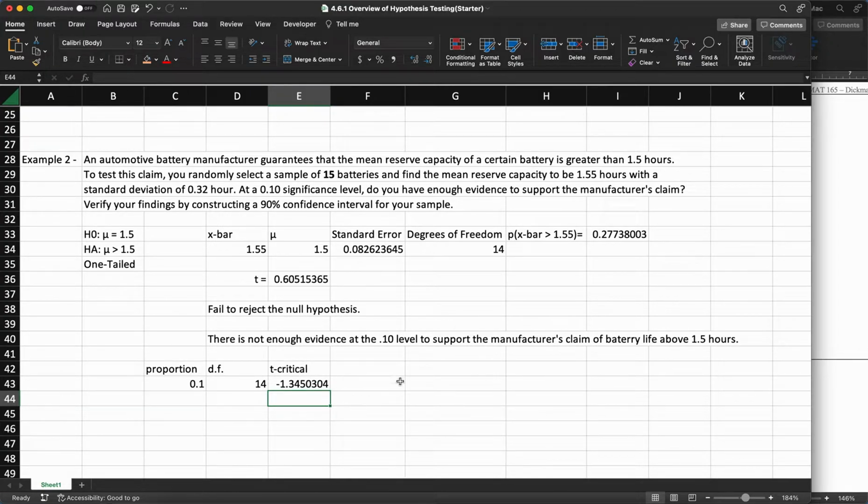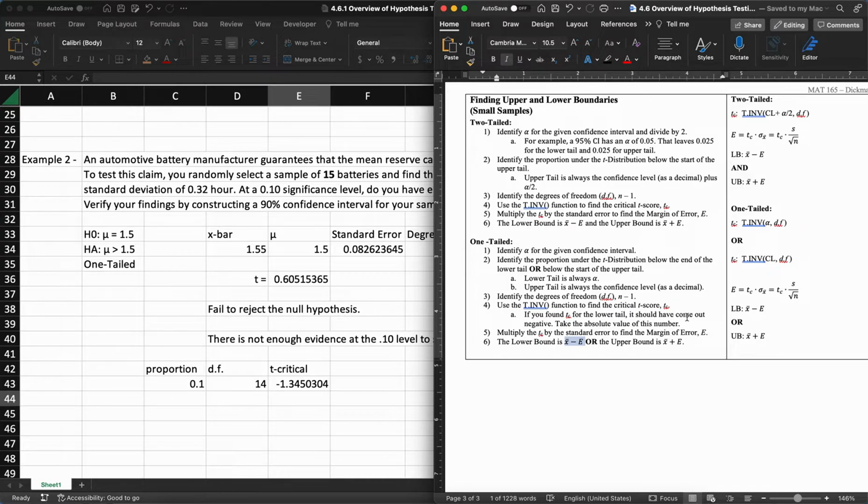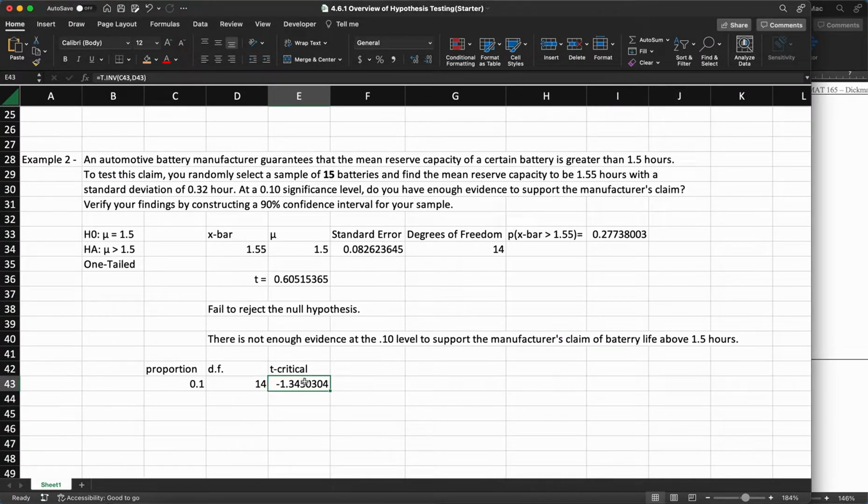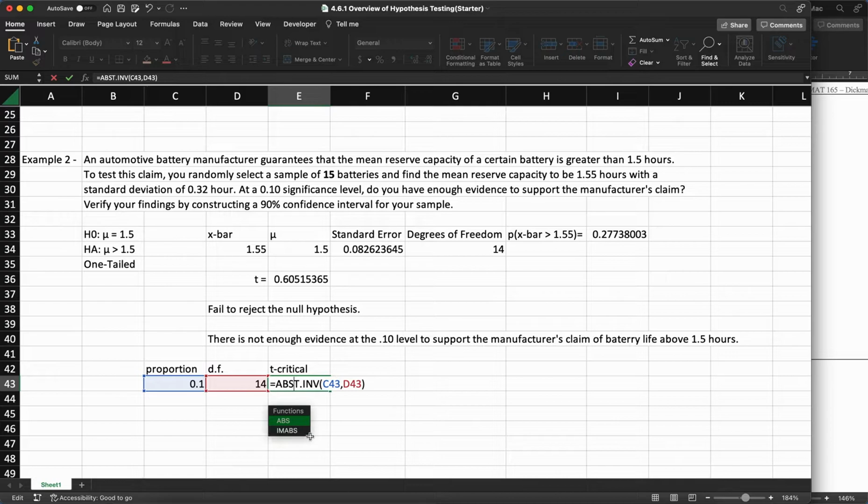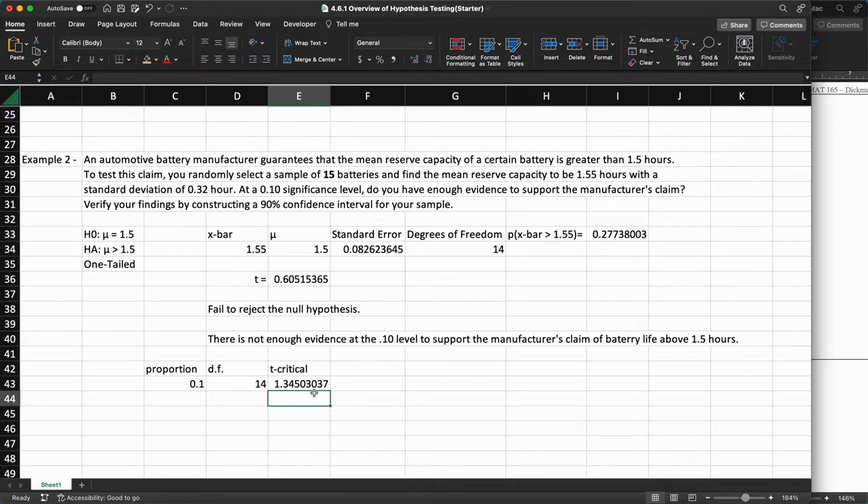And then I'm going to take that t-value. Because this is a lower test, it says right here, if you found t for the lower tail, it should have come out negative. So what I really want to do is take the absolute value of this number because I want t critical to be positive. Notice it's the same value, it's just positive now. And I can find my margin of error, which is E, by taking my critical t-value and multiplying it by the standard error, and that gives me 0.111.